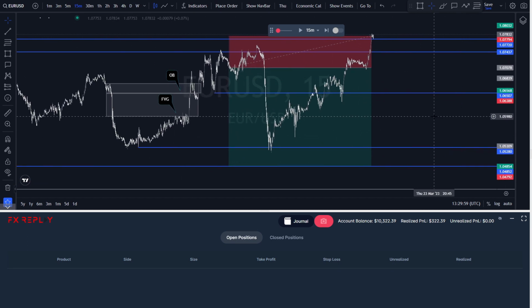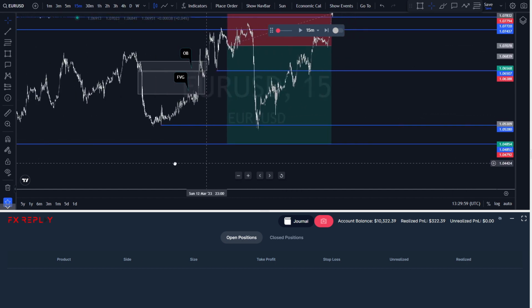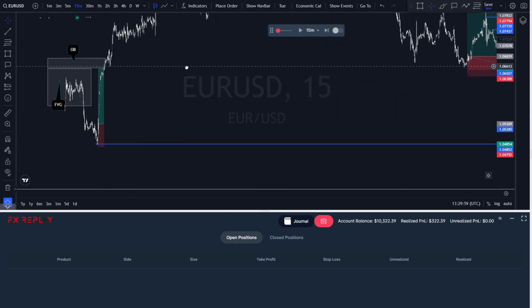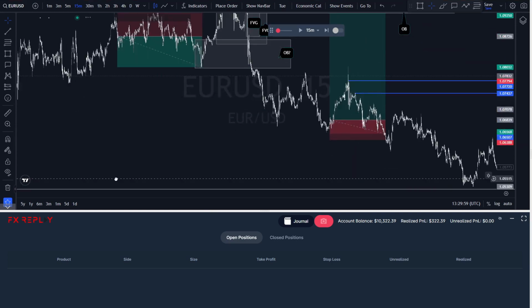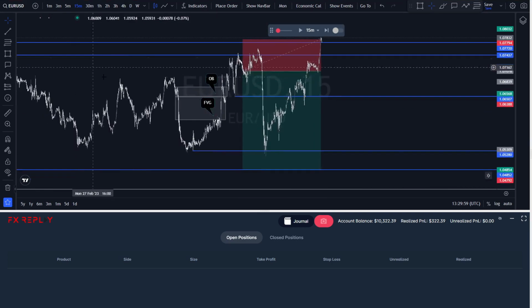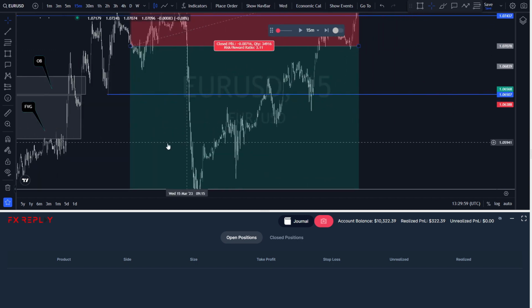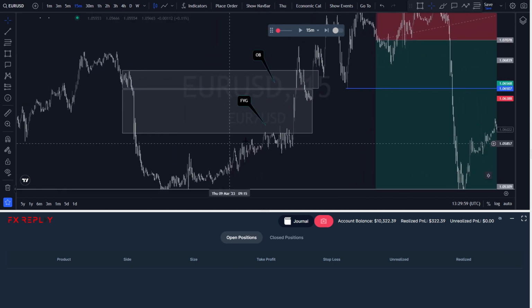I hit take profit from 2 of them, and the third one was kind of greedy, because the whole time I was looking for price to get to that area of liquidity right here from my first trade, I think. Yeah, and so when I saw this fair value gap and this order block right here, I was like, oh my god, yes, yes, yes.